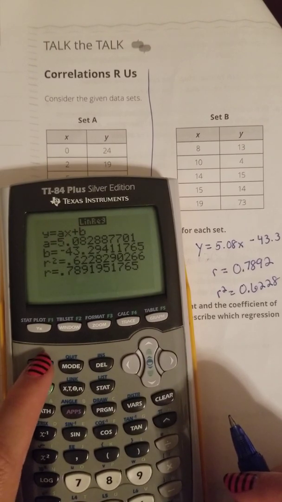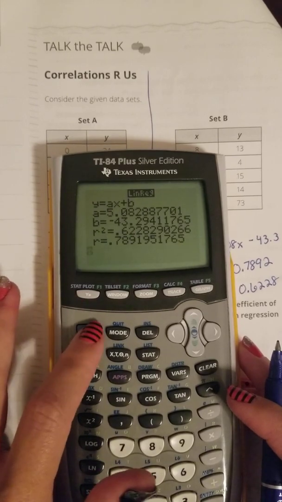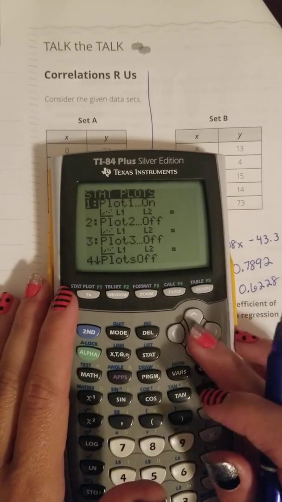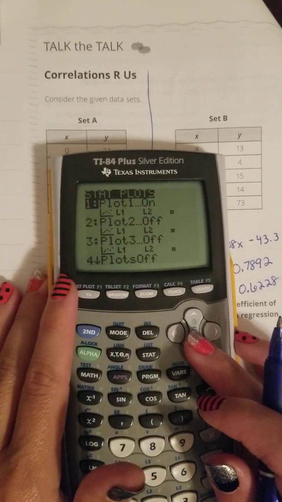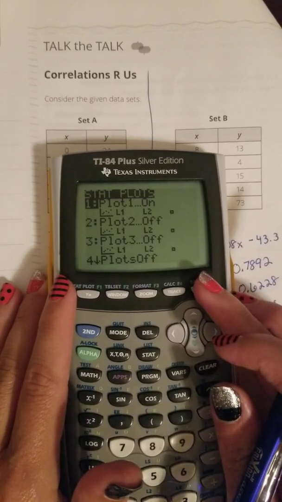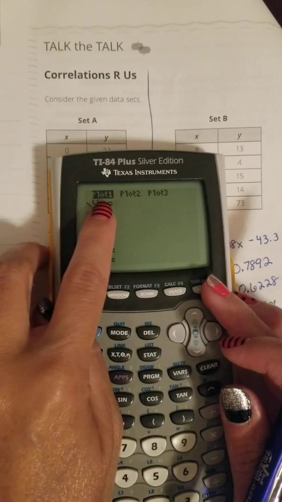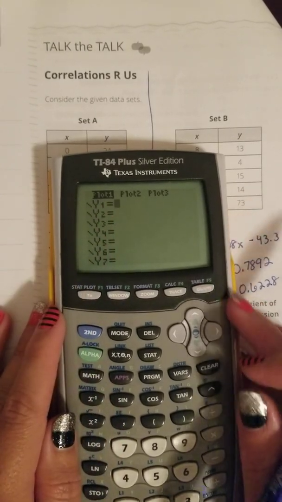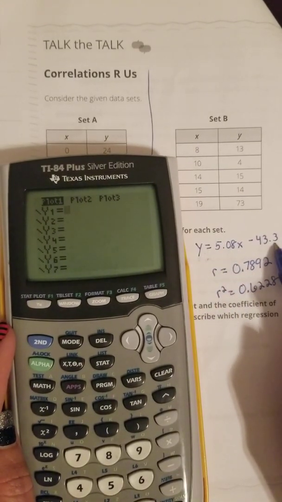turn my plot on. So my plot on is above the Y. So I hit second plot. I've already got L1 and L2 turned on. You may have to turn yours on just by hitting enter. All my other lists are turned off. Let's see. I don't have any other lines plugged in there, and it says that my plot 1 is on. You can see it darkened in there. I'm just looking at set B right now. I'm going to type in this line of best fit, this linear regression.